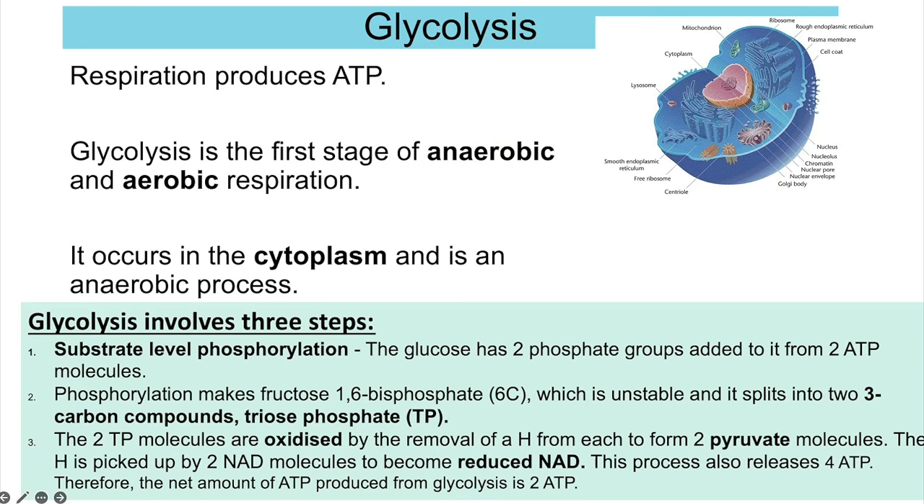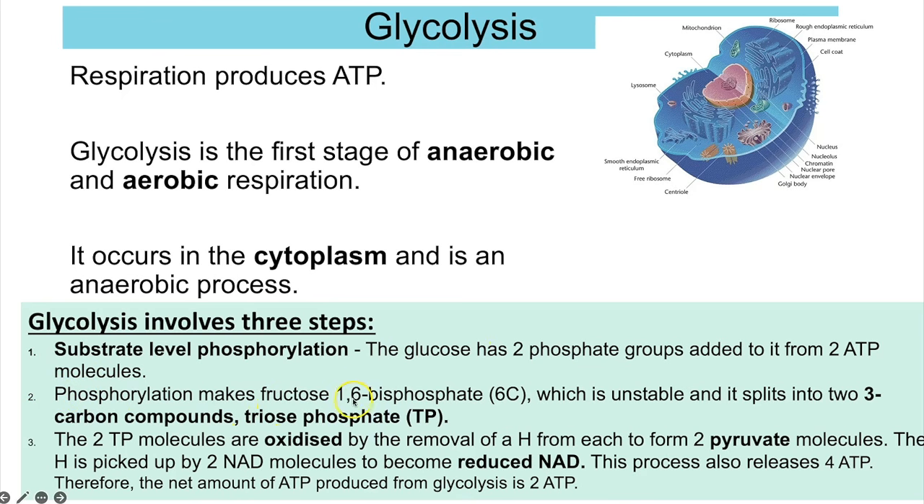The first step is substrate level phosphorylation, and this is when the glucose, which is the respiratory substrate, has 2 phosphate groups added to it from 2 ATP molecules. And that makes it a far more reactive molecule. And that's then what happens in the next stage, that phosphorylation.